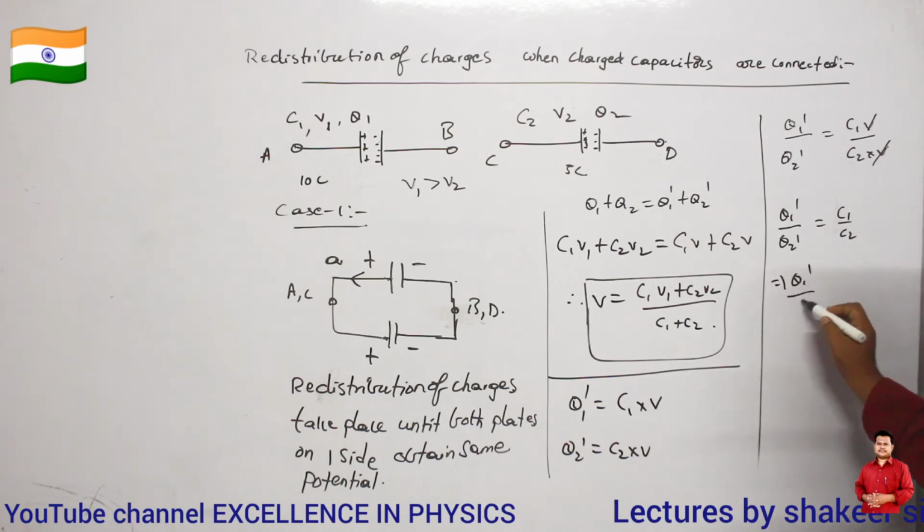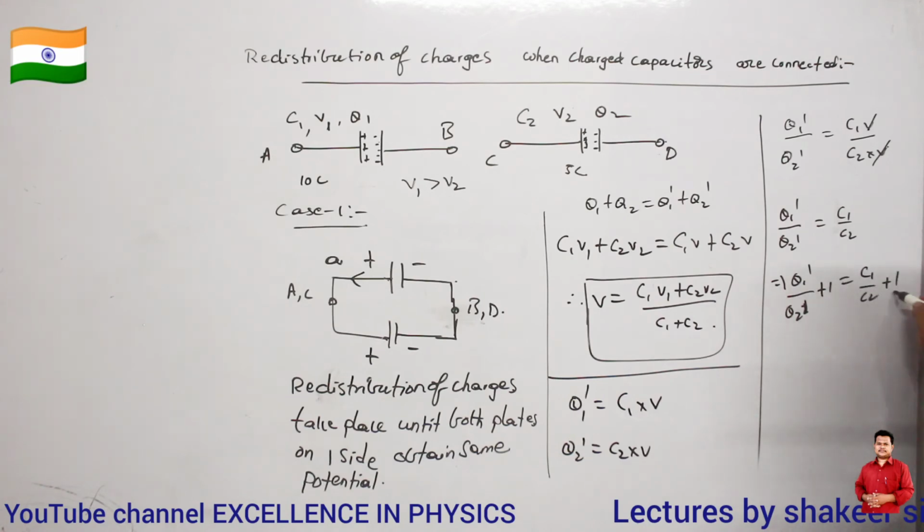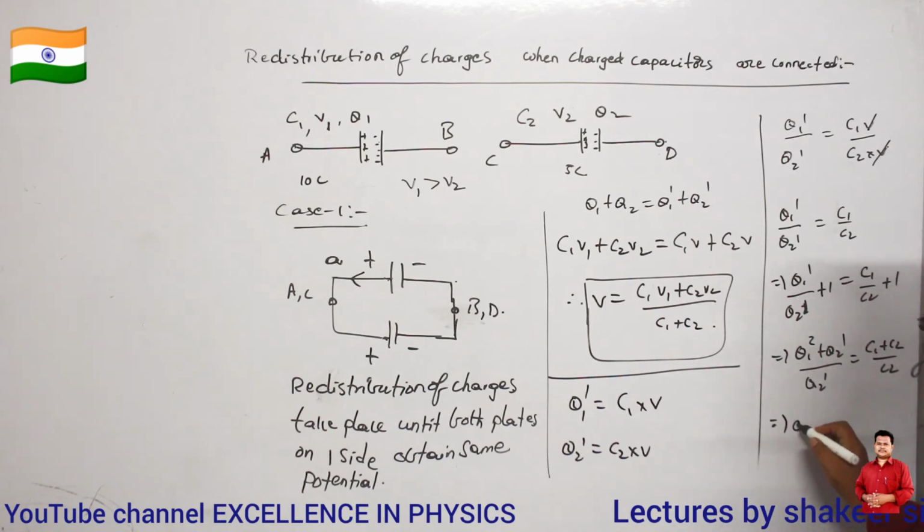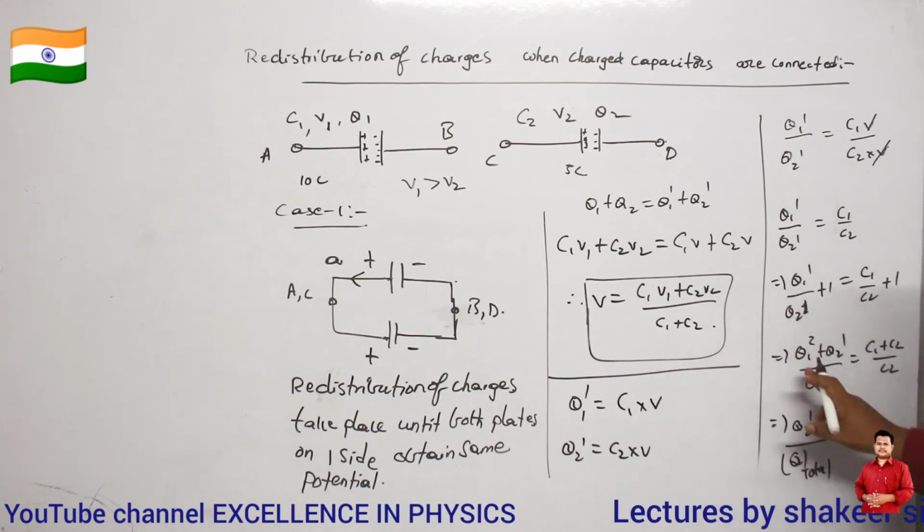Now again you add 1 here. So Q1 dash divided by Q2 dash plus 1 is equal to C1 divided by C2 plus 1. Therefore, Q1 dash plus Q2 dash divided by Q2 dash is equal to C1 plus C2 divided by C2. So Q2 dash divided by Q1 dash plus Q2 dash, I can write it as the total charge. Q1 dash plus Q2 dash is the total charge. So this is equal to C2 divided by C1 plus C2. First of all, make a note up to here.